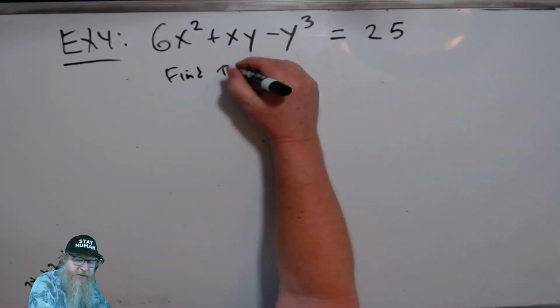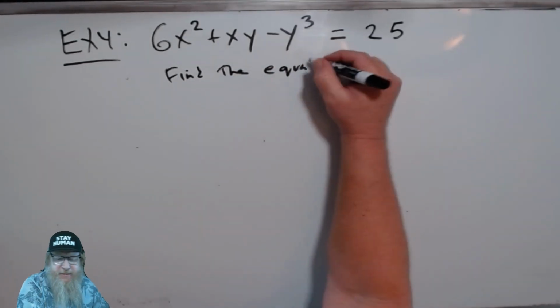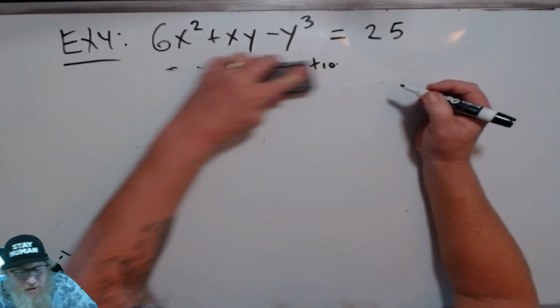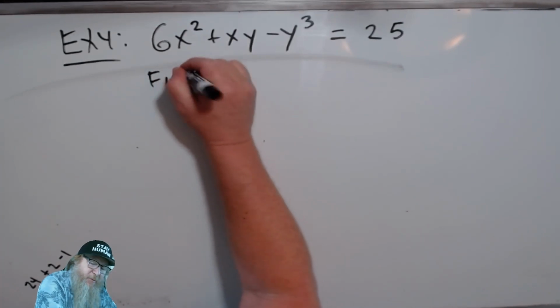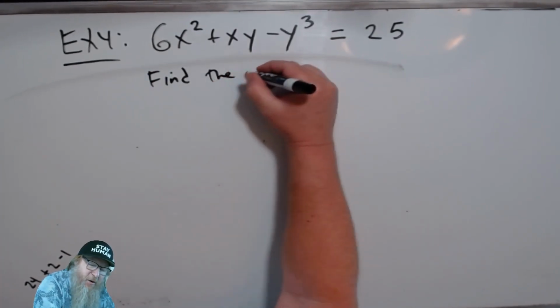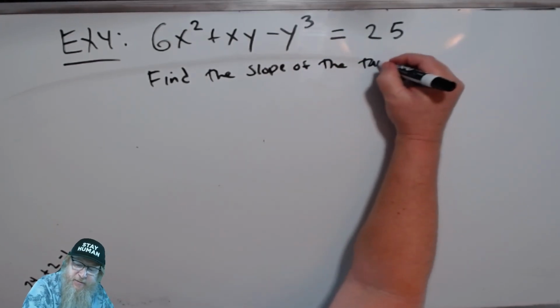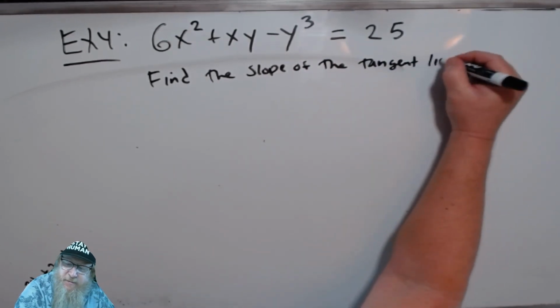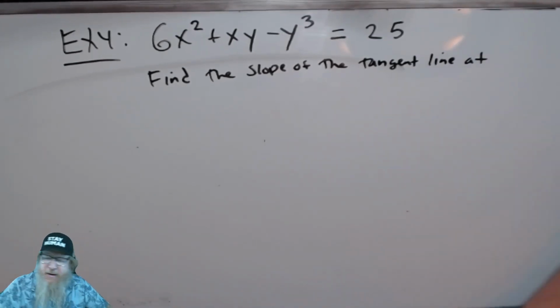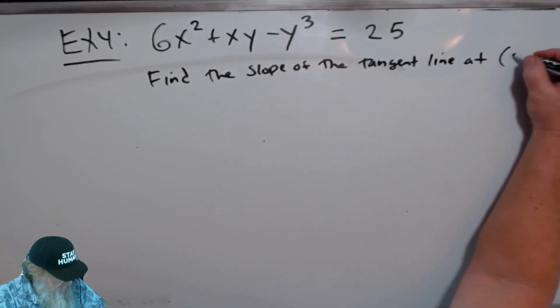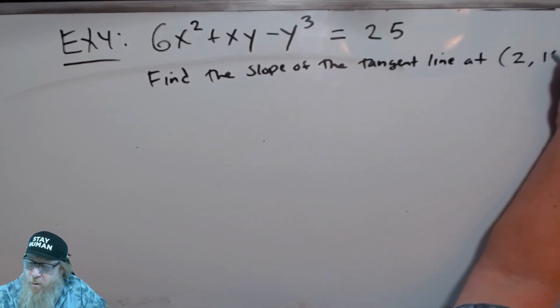Find the equation of the tangent line. How about the slope? Let's just do the slope. I want to keep this moving. Find the slope of the tangent line at the point 2, 1.